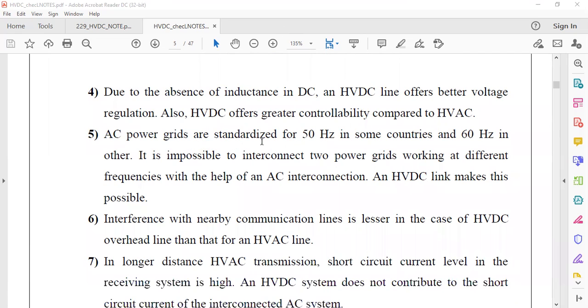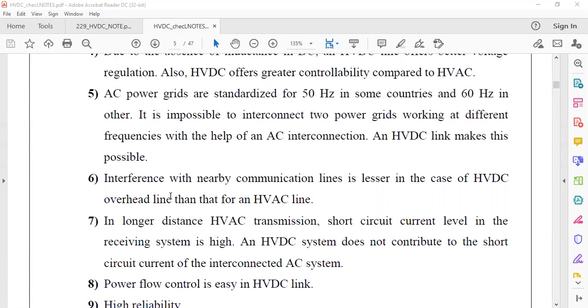AC power grids are standardized for 50 Hz in some countries and 60 Hz in other countries. It is impossible to interconnect two power grids working at different frequencies with the help of AC interconnection. Last class I said that. But an HVDC link makes it possible, because we can convert any frequency by using HVDC equipment, that is converter equipment. Interference within nearby communication lines is lesser in case of HVDC. Just now I said that.